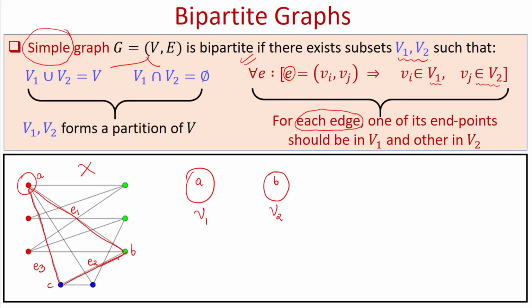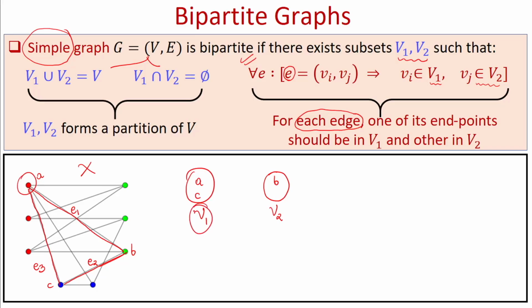Now, what about the edge E2? The other endpoint of the edge E2 is C, so it can't go in the same set V2 because that will violate my requirement. So I can put C in the collection V1. But as soon as I put C in the collection V1, I get a violation because I now have an edge, namely E3, where both the endpoints A and C are in the same collection V1, right?